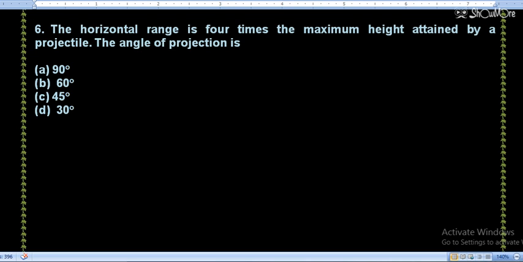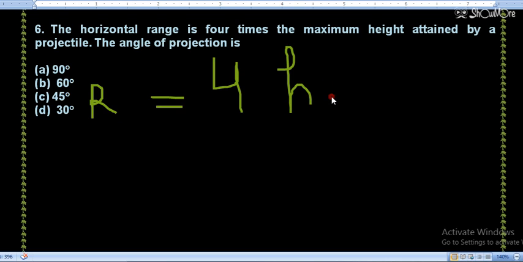The question we have read already. So horizontal range is 4 times the maximum height. So we know the relation for horizontal range. So range is equal to 4 times the maximum height. So basically R is equal to 4 times H max, where H max means maximum height.